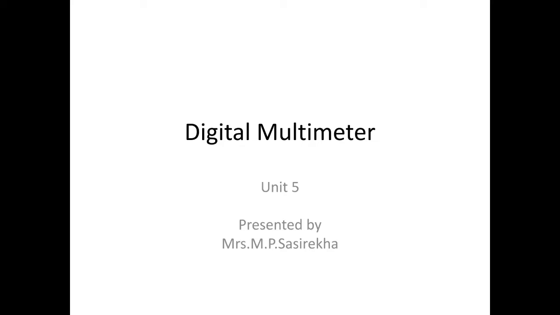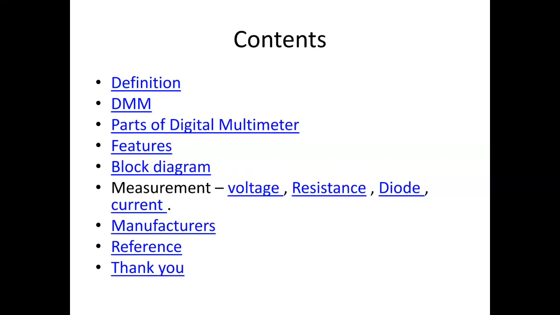Today in this video we are going to see what is regarding the digital multimeter. Digital multimeter is a very wide instrument. It is used in almost all the laboratories, and it is also available in electronics shops. The main purpose of a digital multimeter is the measurement of AC current, AC and DC voltage, as well as resistance. And this is the content of this particular video.